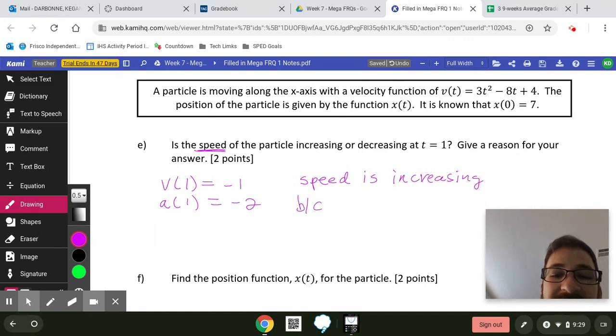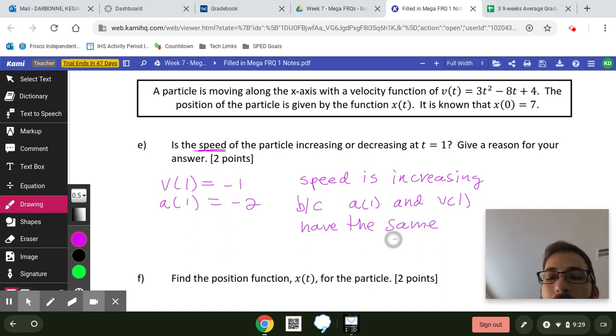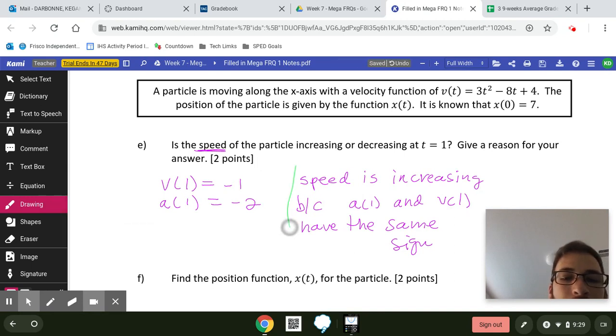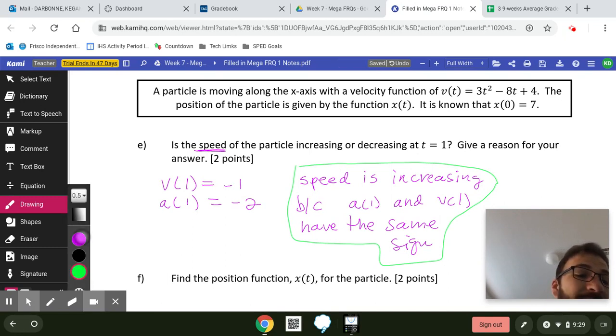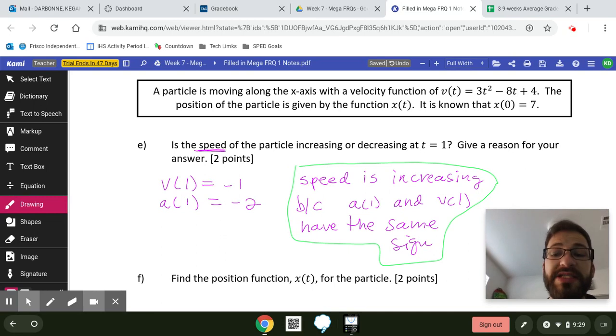And that is because a of 1 and v of 1 have the same sign. So anytime they transition over to speed, and they're asking if the speed is increasing or decreasing, it's always going to be the same idea.